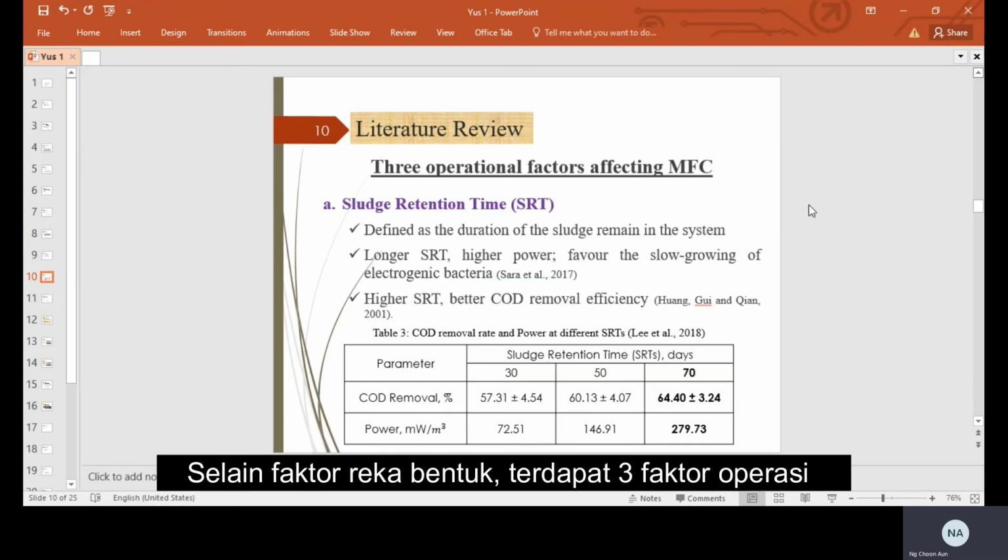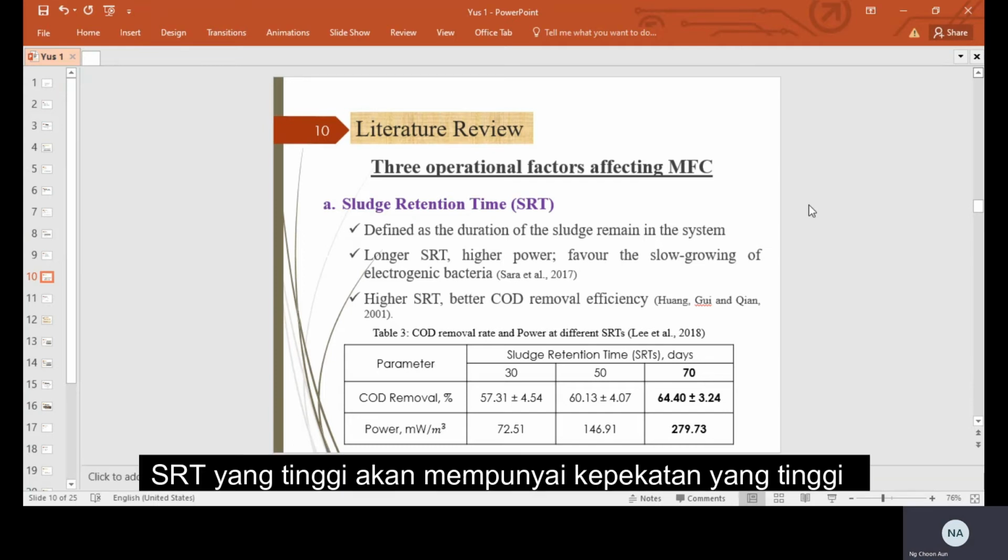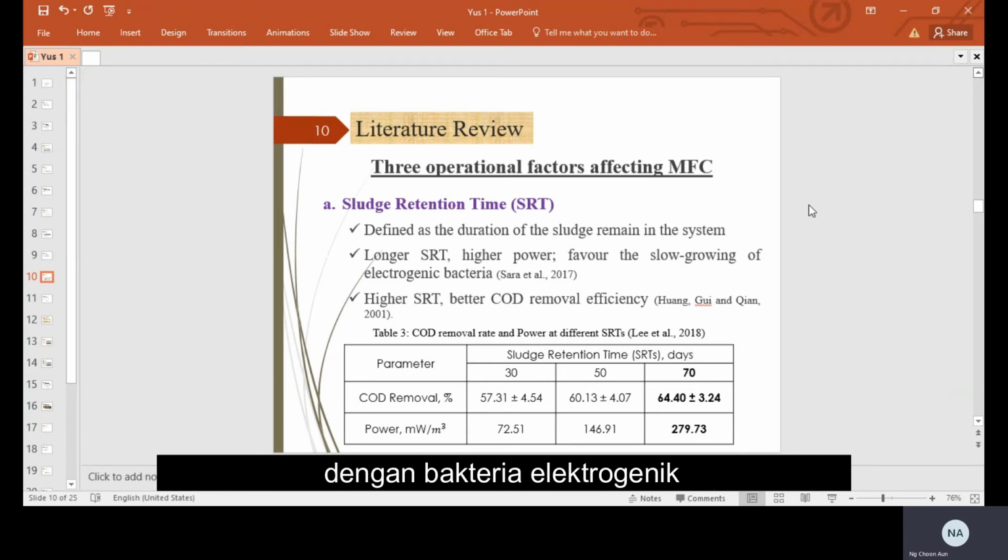In addition to design factors, there are 3 operational factors. The first one is sludge retention time. In short form, we call it as SRT, which is about the duration of the sludge remain in the system. High SRT will have higher concentration of electrogenic bacteria and able to treat wastewater better and produce higher power.